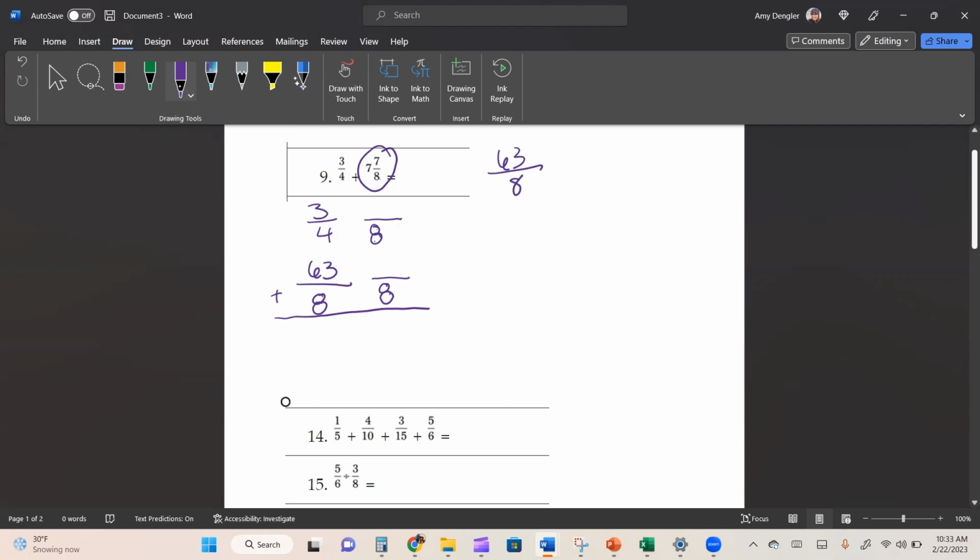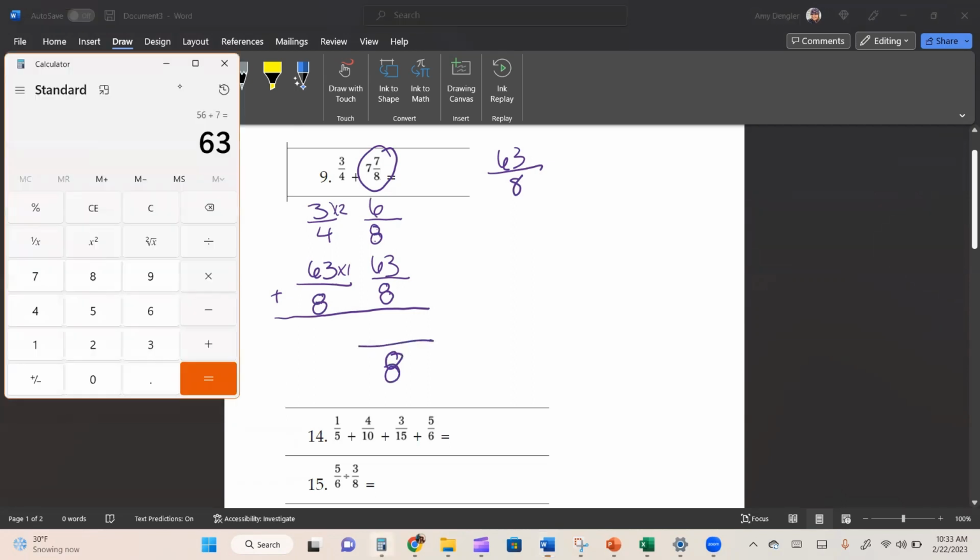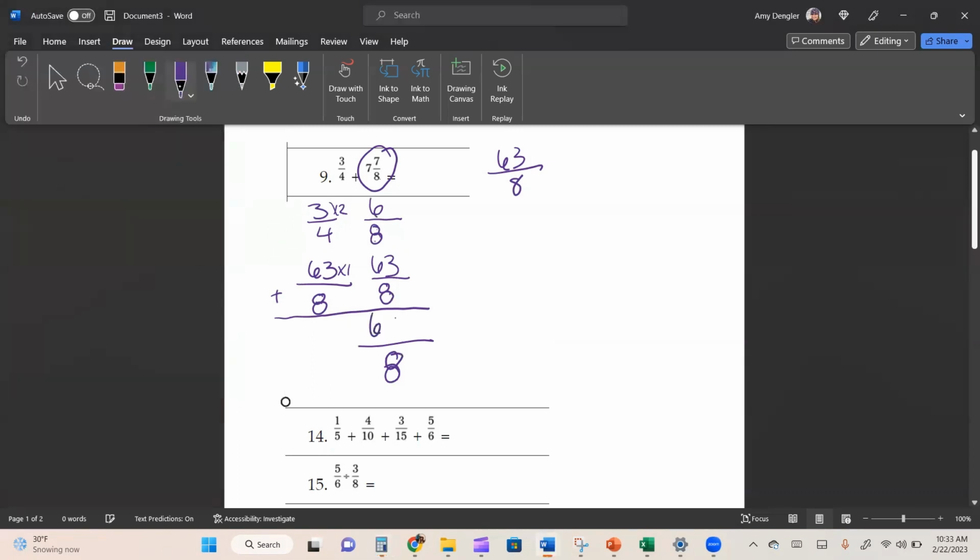So 4 goes into 8 2 times. 3 times 2 is 6. 8 goes into 8 1 time. 63 times 1 is 63. So now we can add, because we have the same denominator, we know that's going to be 8. And we'll add the 63 and the 6 together, and we get 69 over 8.